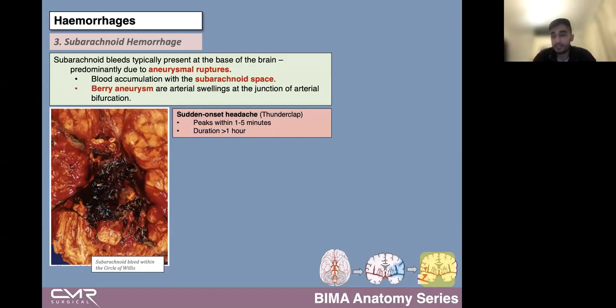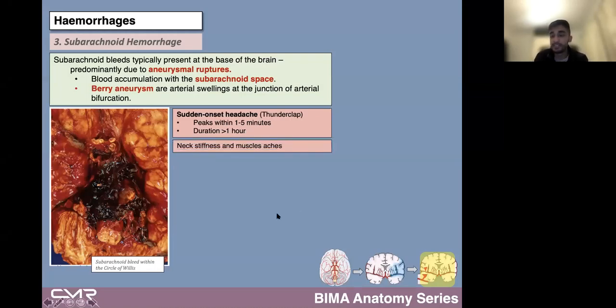How does it present? Subarachnoid hemorrhages have a characteristic presentation. They have a sudden onset headache, a thunderclap headache, which is very severe. If you were to ask a patient to rate a thunderclap headache using the SOCRATES acronym, they would say it's almost a 10 out of 10 headache, which peaks within 1 to 5 minutes of a subarachnoid hemorrhage, and can last a significant amount of time, usually more than 1 hour.